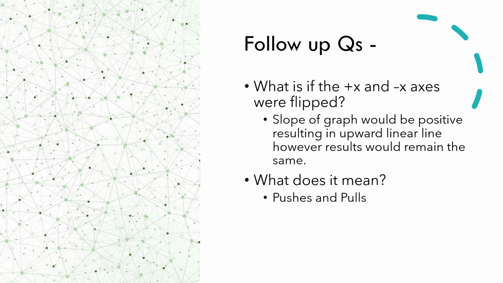Some follow-up questions to this lab are, what if we had set the direction of our marble to be going, in our case, the positive x direction? Well, in that case, all that would change would be the slope, in other words velocity, of our graph, to be positive, which would result in an upward linear line. However, this wouldn't change the result of our observational data slowing down and covering less distance, as there would still be external forces acting on it.